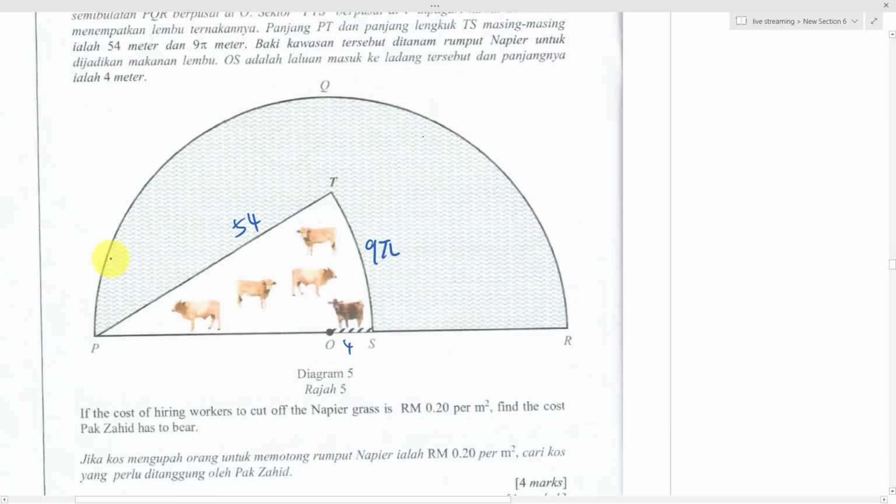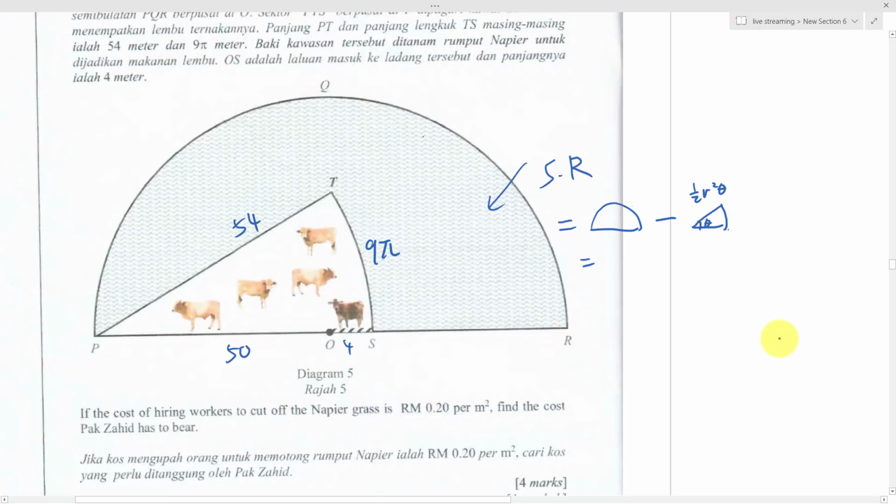So right now my objective is to get the shaded region. In order to get it, my first logic is to use the semicircle minus the sector. To get the semicircle, we need to know the radius. Because this whole thing is 54 and this is 4, the radius for the semicircle is 50. Second, to find the area of the sector, the formula is half r squared theta, so I need to know what theta is.